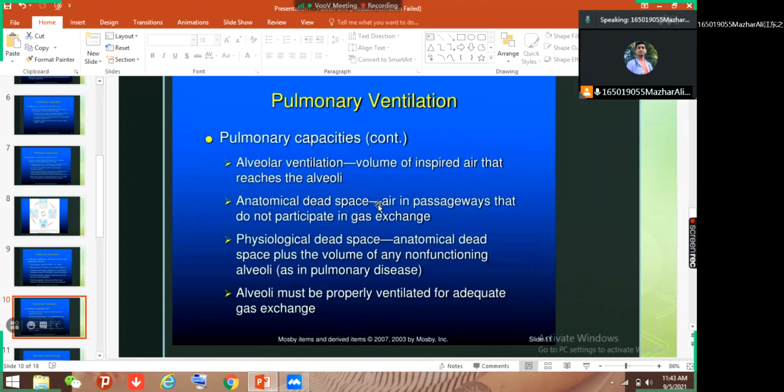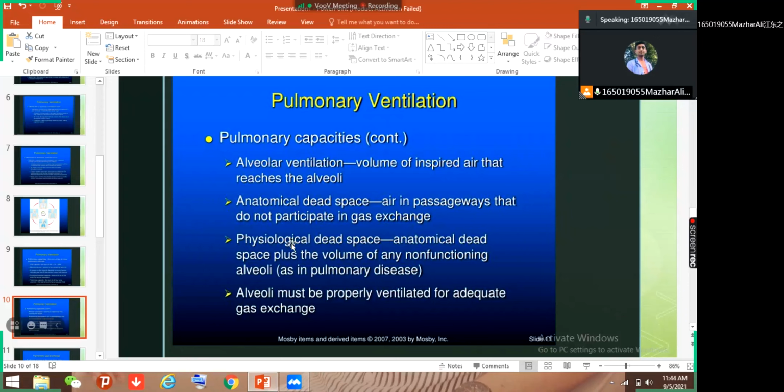What's the anatomical dead space? The air in the passageways, like in the bronchi or the trachea, that does not participate in gas exchange. Because when you inspire air, not all the air takes part in gas exchange. Some remains in the anatomical dead space, and some air takes part in gas exchange.